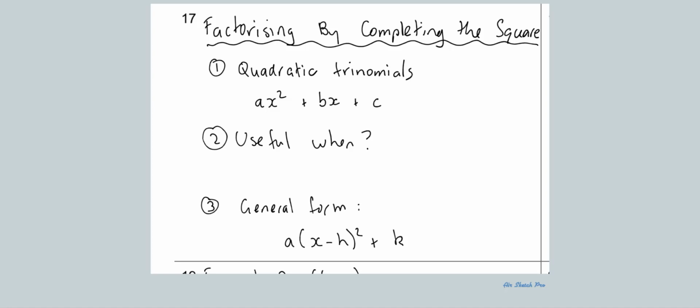So examples of quadratic trinomials could be 3x squared, 3x squared plus 1, 4x squared plus 2x minus 7, and so on. So all of these are examples of quadratic trinomials.